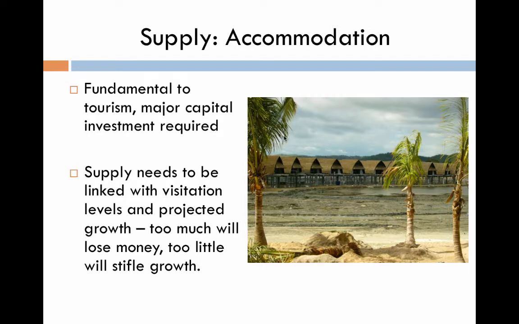However, it is really important that supply and demand meet in the middle with accommodation. Supply needs to be linked with visitation levels and projected growth. If you have too much supply, you'll lose money. And the image we have here is of a $250 million Marriott overwater bungalow development in Fiji.